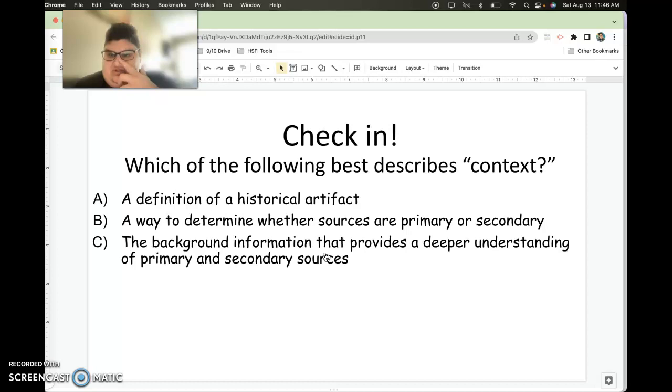Now, answer this check-in on the Google Forms provided. Which of the following best describes context? A, a definition of a historical artifact. B, a way to determine whether sources are primary or secondary. Or C, the background information that provides a deeper understanding of primary and secondary sources.